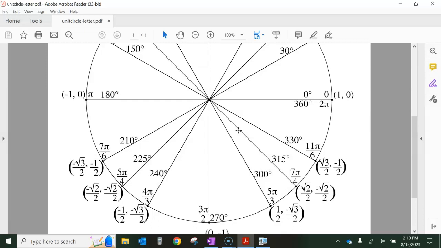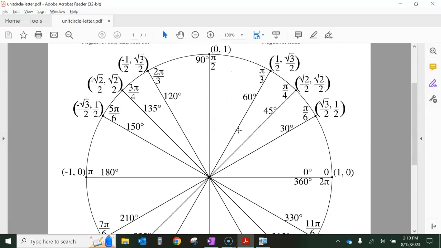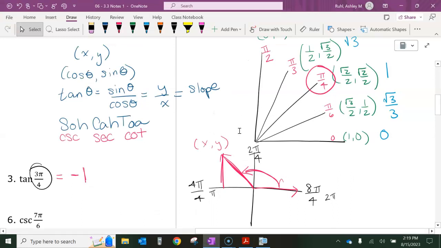So once I know whether or not it's positive or negative for an x coordinate or a y coordinate because of the quadrant that it's in, all I need to know is what is the x or the y coordinate in the first quadrant. So what I'm going to do here for this one, it's just negative 1.